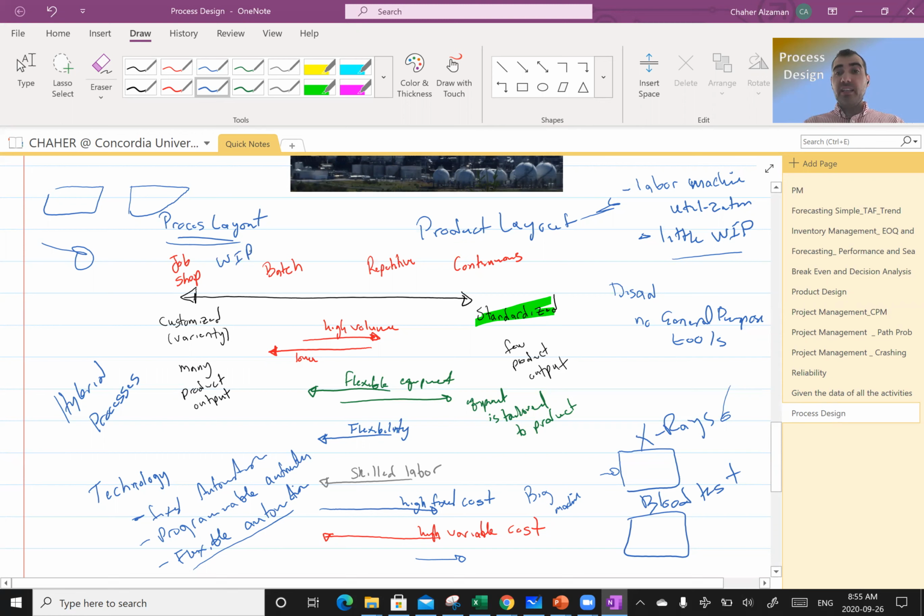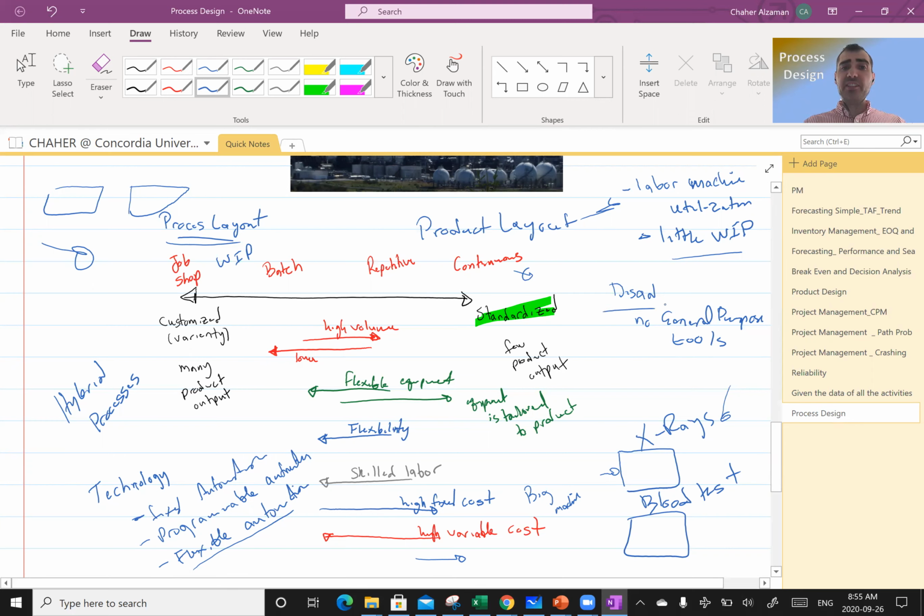In a product layout, you're going to have very few of these because things are happening really quick in a fast way, and especially when we go into things like concrete plants and oil refineries, there's not that much work in process.